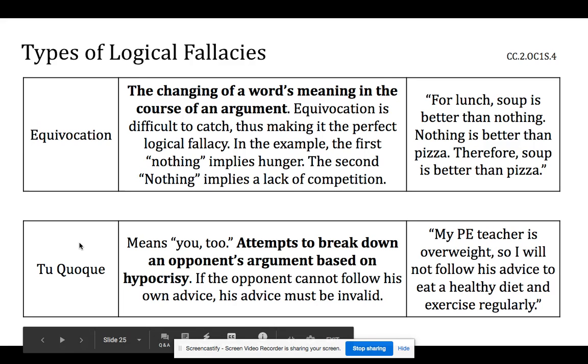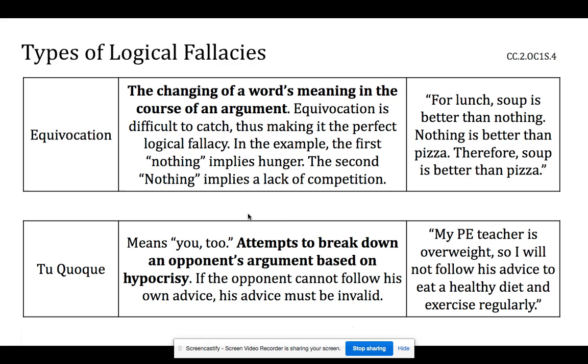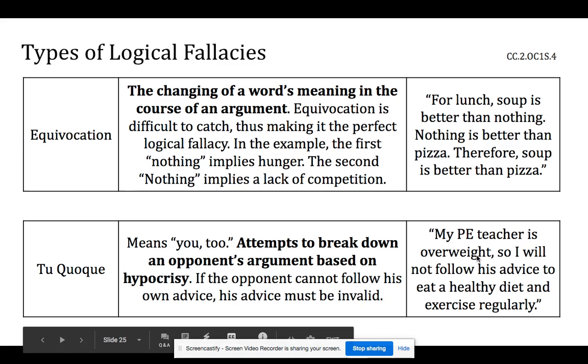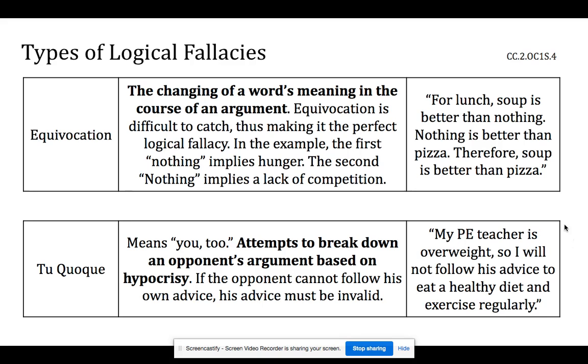So tu quoque literally means you too. It's attempting to break down an opponent's argument based on hypocrisy. This can be a big one that we encounter a lot. It's like, oh, my PE teacher is overweight, so I don't need to listen to him to eat a healthy diet or exercise regularly, because clearly he doesn't do it. But the advice is still good, even though he's a hypocrite. Or maybe he has another reason that he's overweight, like maybe a gland issue or something. I don't know. So tu quoque is trying to break down the argument based on hypocrisy.